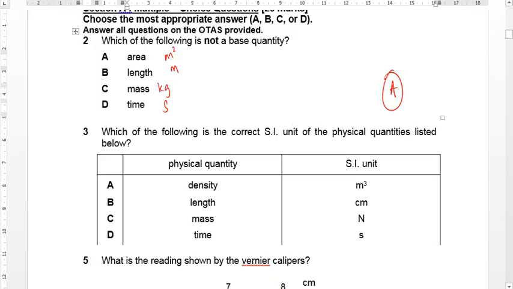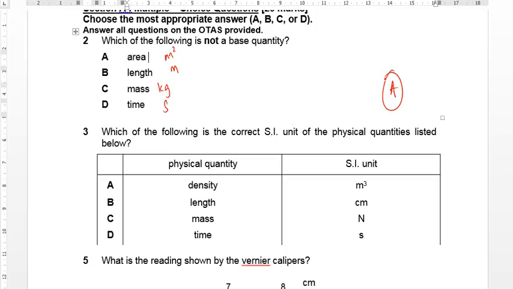Base quantities are your basic types of measurements that everything else is based on. As long as you have your base quantities, any other thing you can express in terms of them. For example, volume you can express as length times length times length. Speed you can express as length divided by time, so meters per second, m and s. So many more.